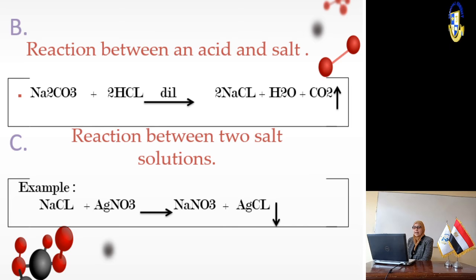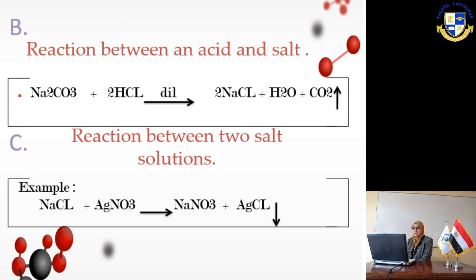Reaction between an acid and salt. Here we can see sodium carbonate plus hydrochloric acid, which is diluted. It will make sodium chloride plus water vapor and carbon dioxide gas.